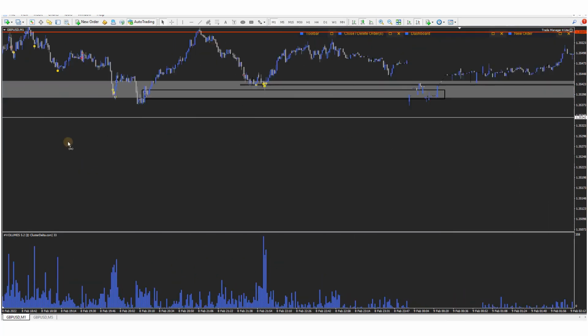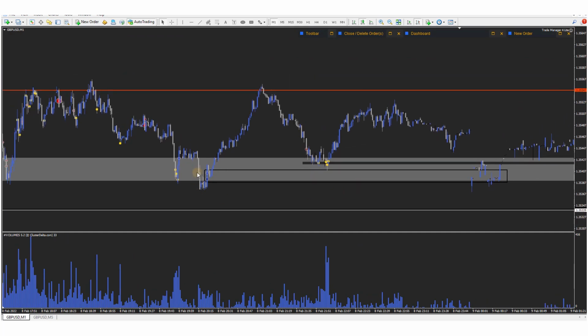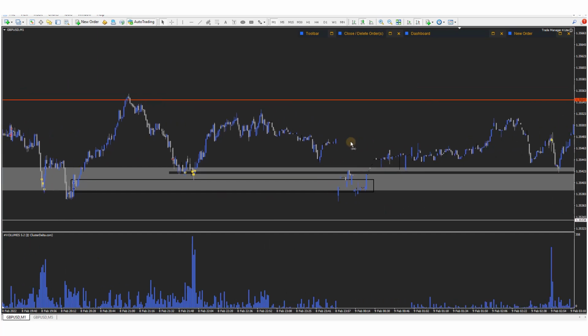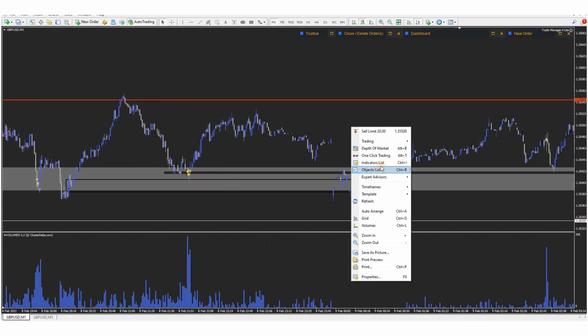Also, what I marked, I found here another thing: the late New York left even imbalances. The yellow circles are the high volume candles, so really high volume was played at the end of New York, and it was hard to break. The price was still above these. And how I set this, I'll just quickly show you.